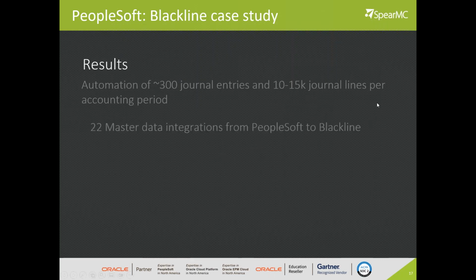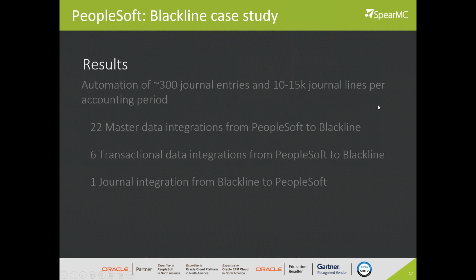The IT project was a pretty large one. We had quite a few integrations. We had 22 master data integrations from PeopleSoft to Blackline. So this is everything from chart field values to combo edits. We needed exchange rates, we needed VAT rates, business units, quite a few master data integrations. In addition to that, we also had 6 transactional data integrations from PeopleSoft to Blackline. So think about the subsystem data I mentioned before, accounts payable, accounts receivable, etc.